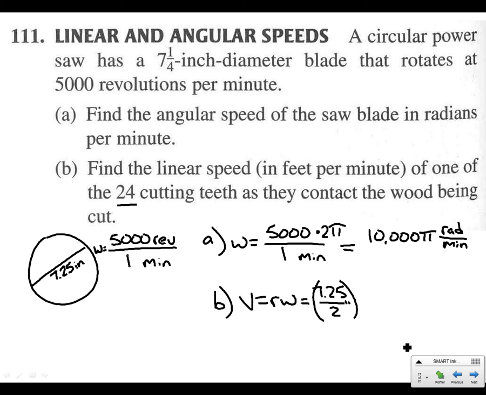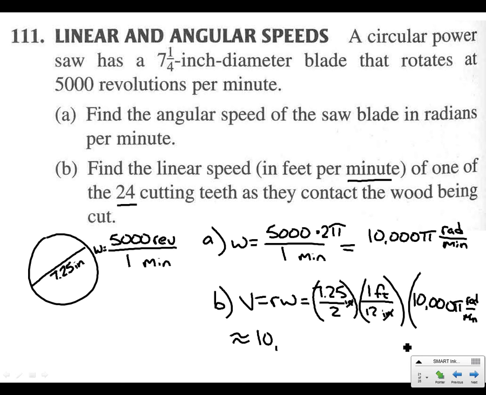Now that's in inches. This problem wants it in feet. So how do we convert? Well, there's 1 foot in 12 inches. This is unit analysis. We want to cancel out the inches. And then our omega, we've already determined that there's 10,000 pi radians per minute. All right, and we do want this problem in minutes, so we just need to multiply it out from here, and if we do that correctly, we're going to get approximately 10,933 feet per minute.